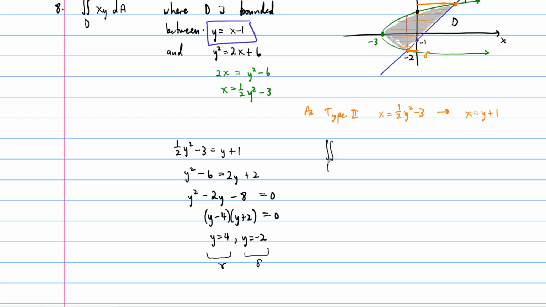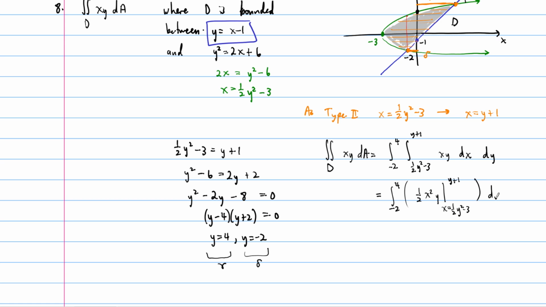So the double integral over D. Now the function comes into play, right? The integrand, xy dA. We're going to compute this as the integral. The outer integral is from negative 2 to 4. The inner integral is, as we said, 1/2 y squared minus 3 up to y plus 1 of x times y. This is in the x direction first, and then the y direction. So we iterate. The outer integral hangs out and waits, right? The inner integral is going to be 1/2 x squared times y, where x goes from, again, our parabola, 1/2 y squared minus 3, up to y plus 1. And then we'll do dy.